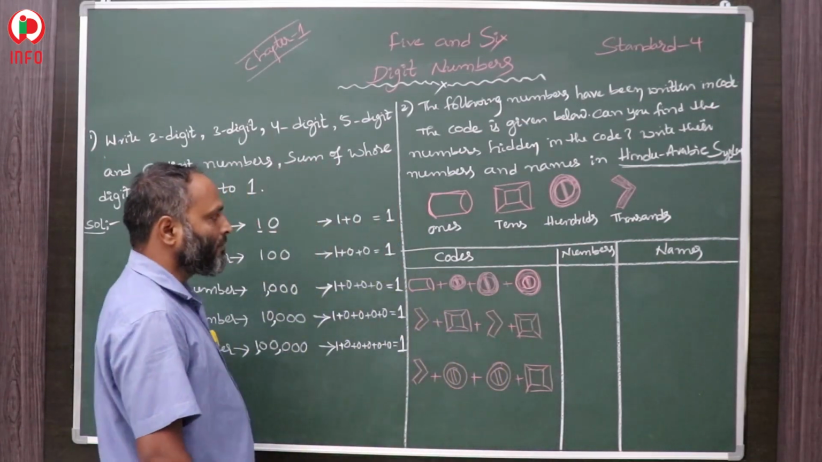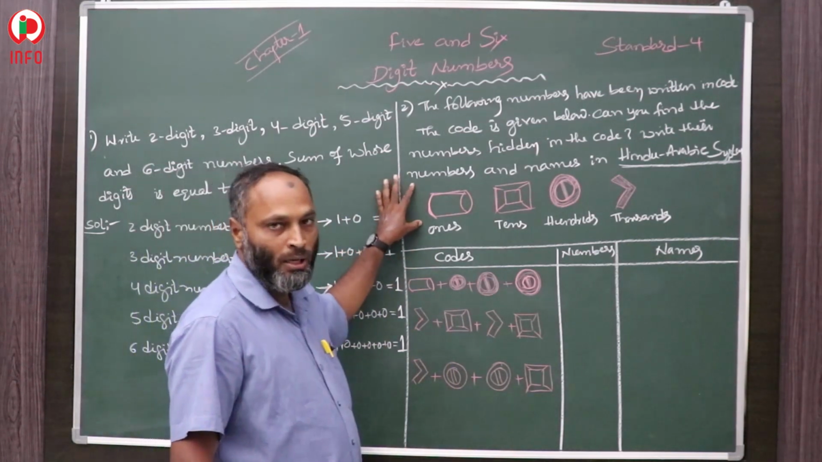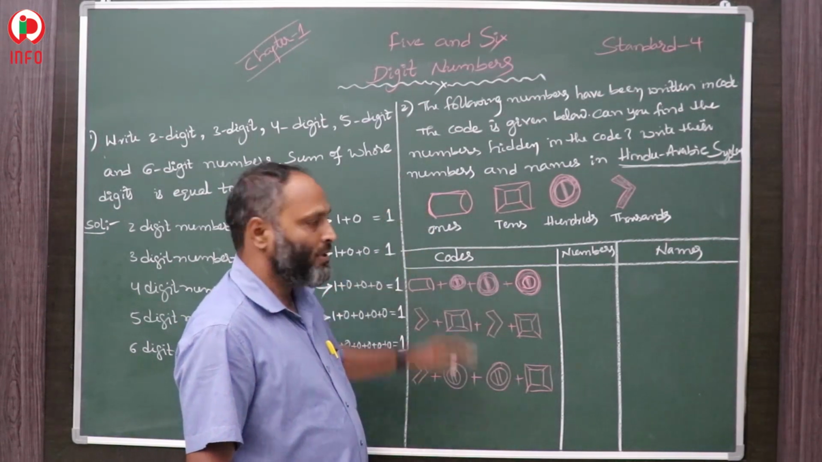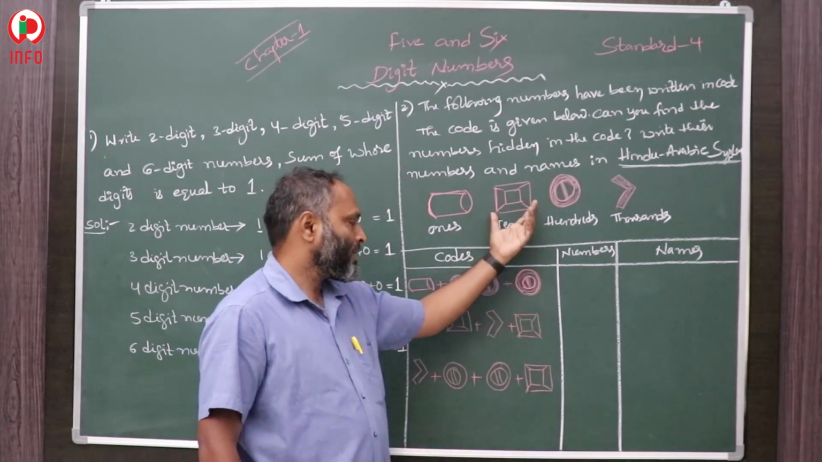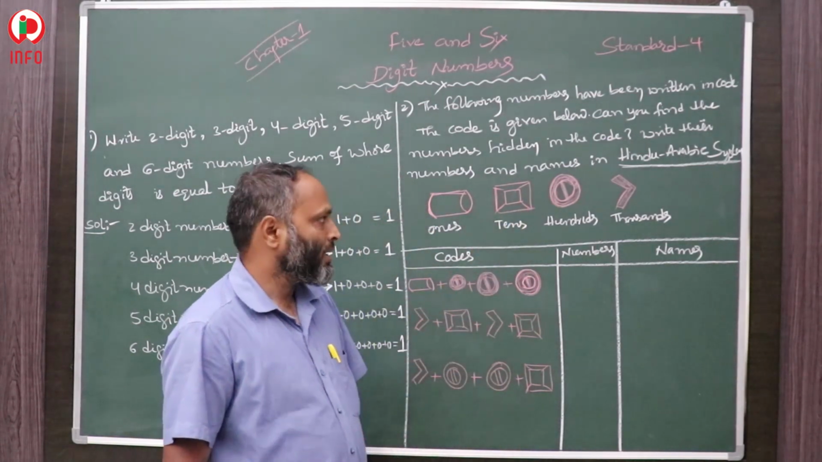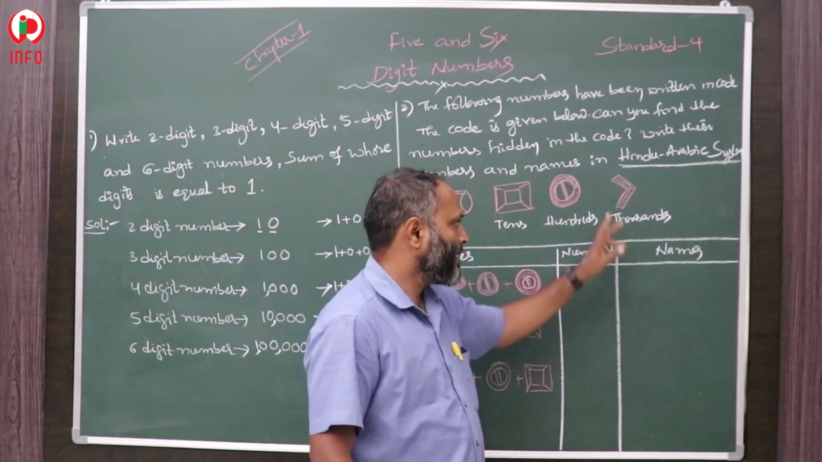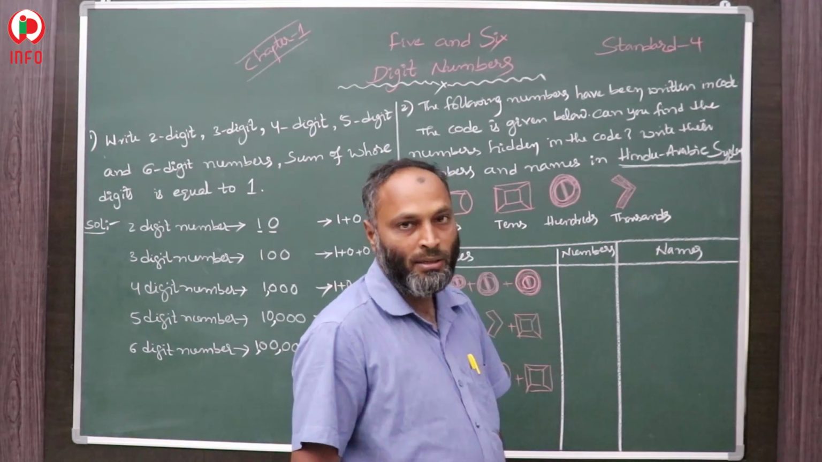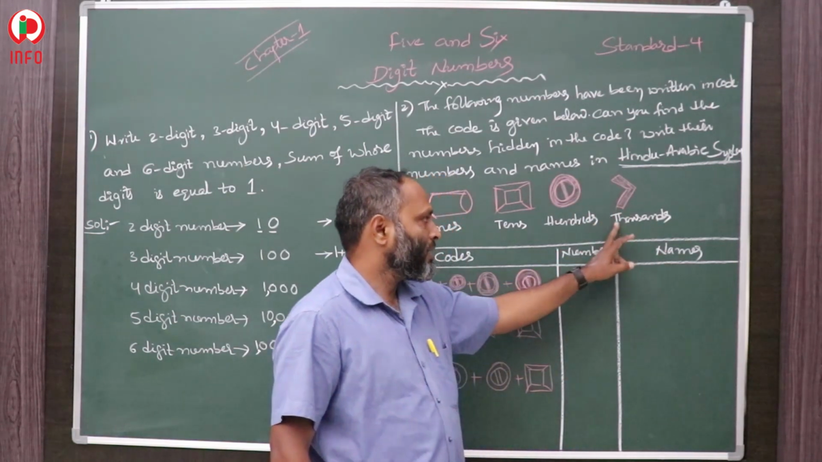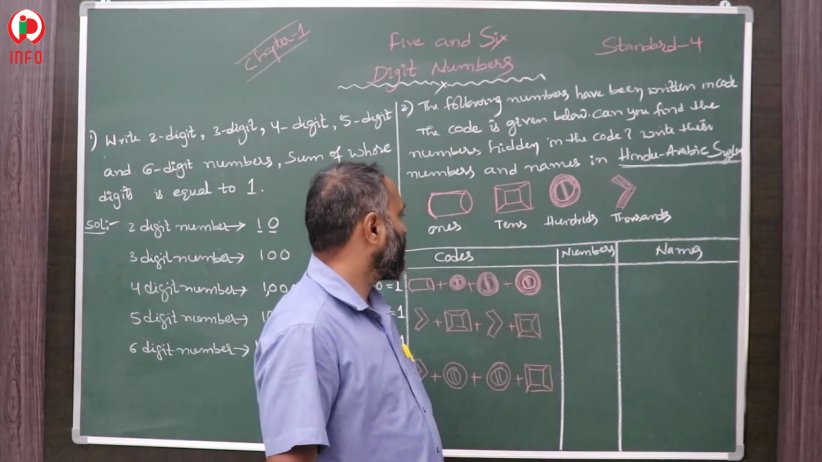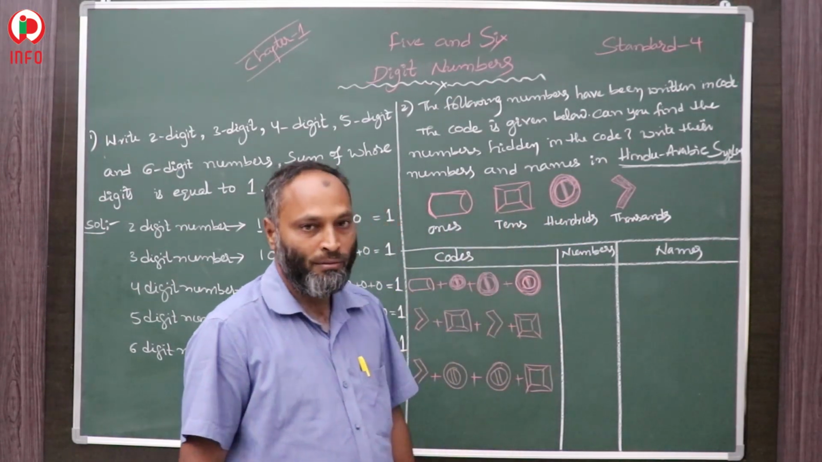Then the codes given here. This cylindrical shape is ones. This square shape is 10. This circular shape is 100. This arrow type is 1000. Arrow type is 1000, circular shape is 100, square shape is 10, and cylindrical shape is ones.